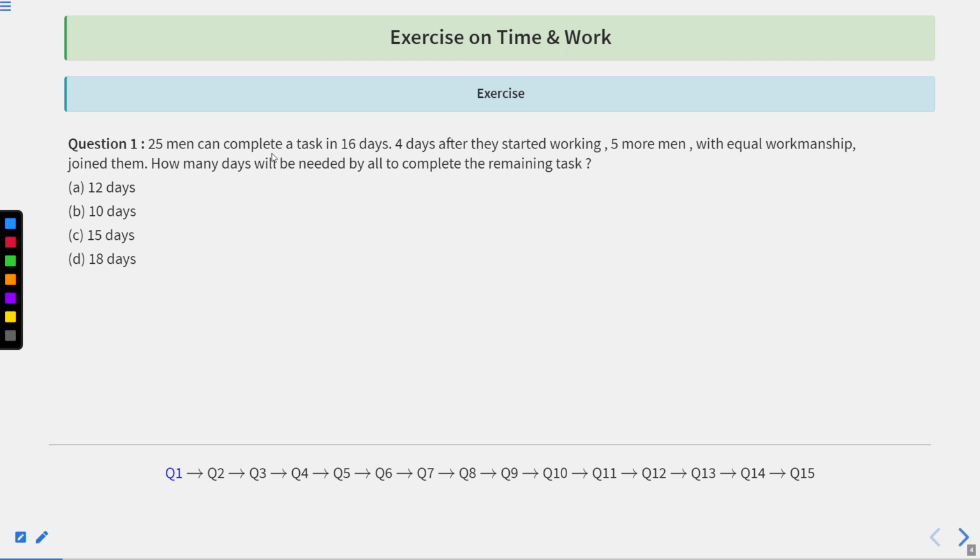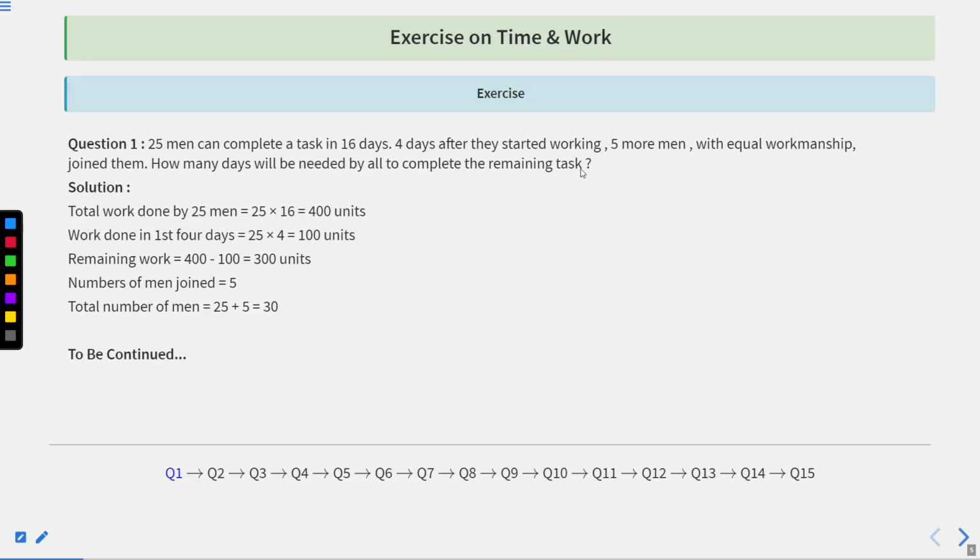25 men can complete a task in 16 days. 4 days after they started working, 5 more men with equal workmanship joined them. How many days will be needed by all to complete the remaining task?